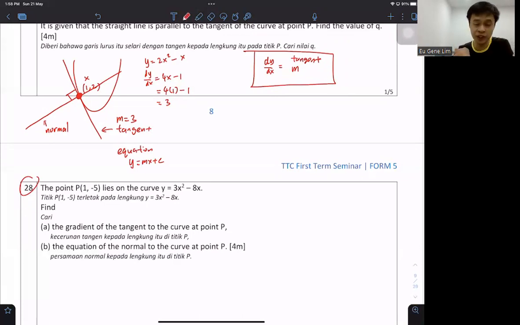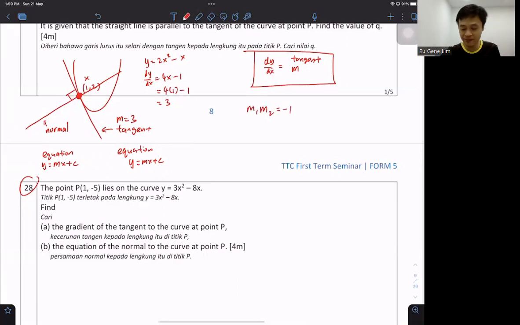Then with the gradient, you can find the tangent equation. Next, the question will also ask you to find the normal equation. Then you think, if I want to find the normal equation, I also need to do y equals mx plus c, right? Then I also need to have a gradient. How to find the normal gradient? You have to do m1 m2 equals negative 1 in order to find the normal gradient.